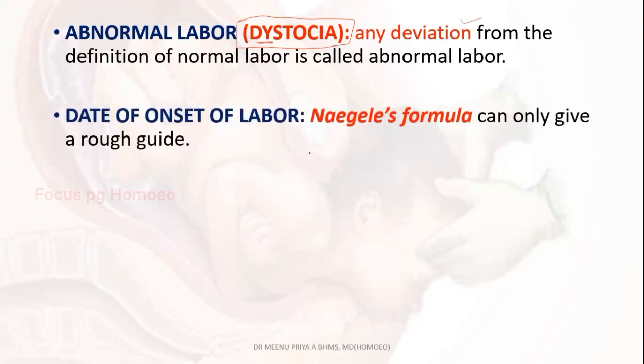Next is the date of onset of labor. How do we know beforehand, okay, this could be the date of onset of labor for a mother, or a pregnant lady? How do we know?